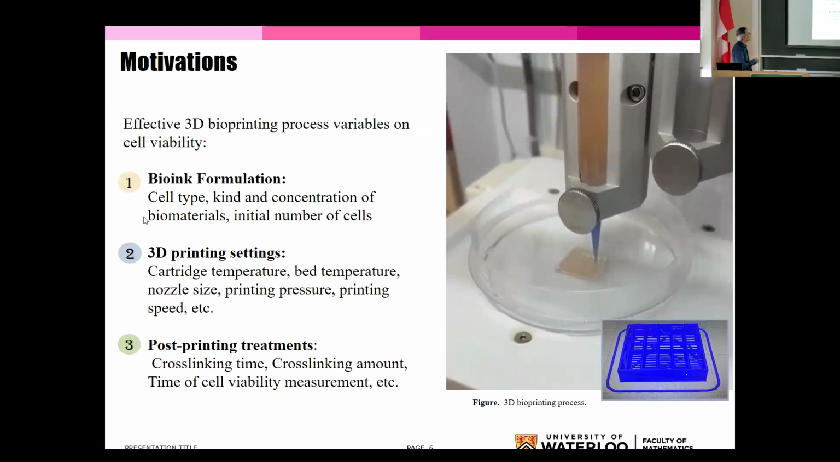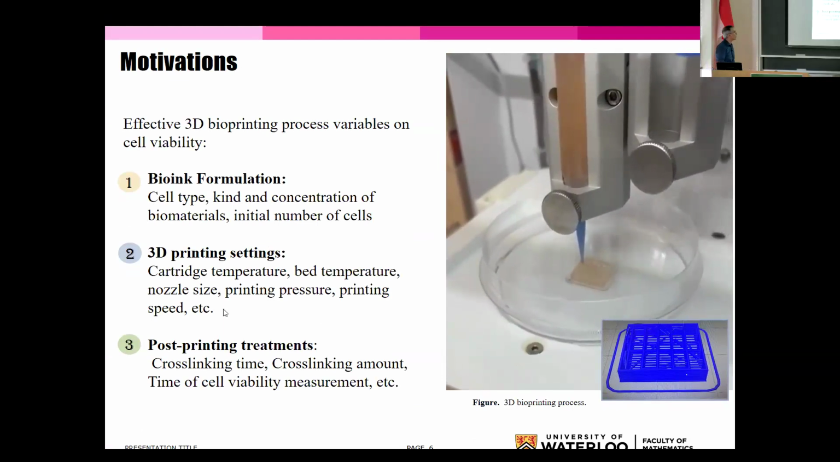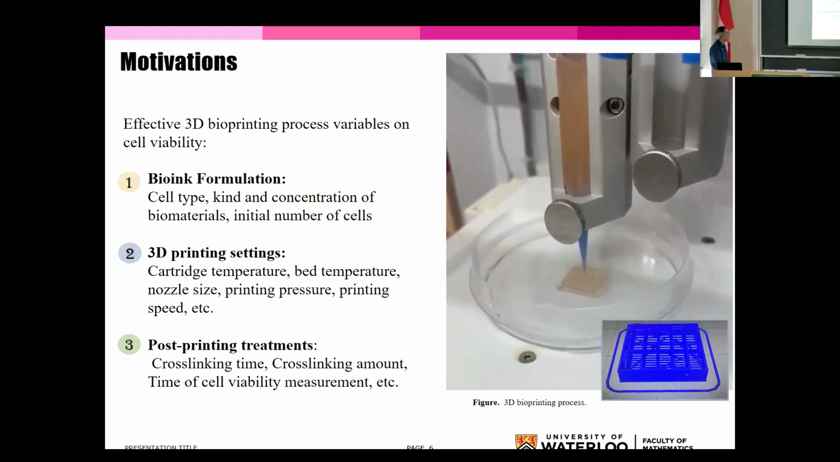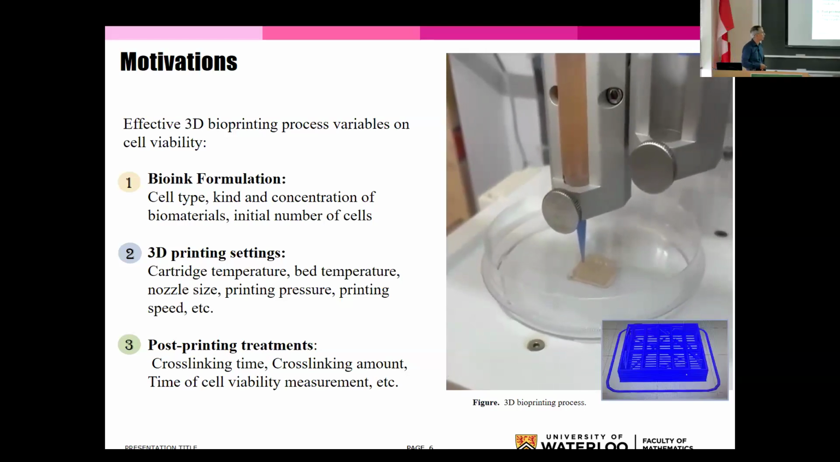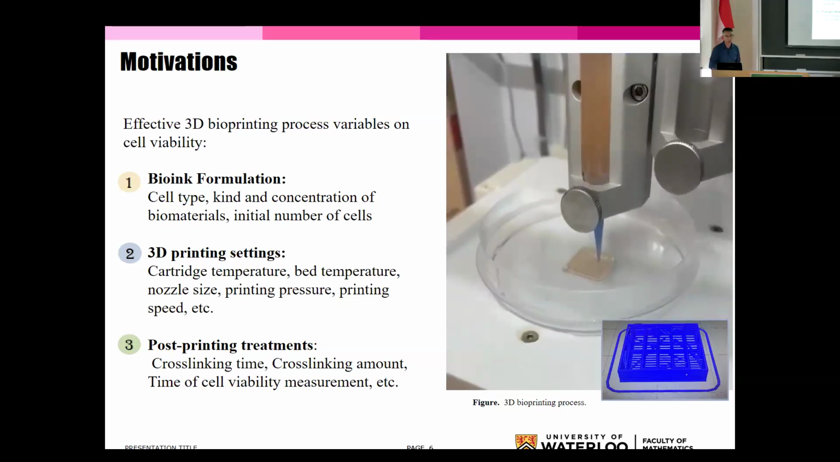and the concentration of biomaterial, how many cells you start with. And then with the 3D bioprinting setting, there's bed temperature, nozzle size, pressure, speed, and so on. And also cross-linking, the amount of it, the time of it, and the time of cell viability measurement. These are all different factors that are going to affect your outcome of the 3D bioprinting.